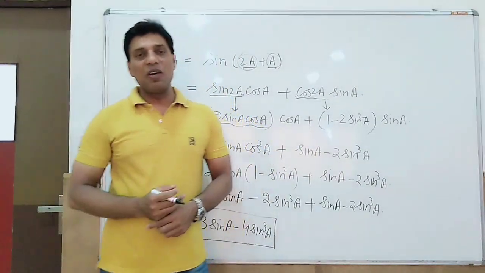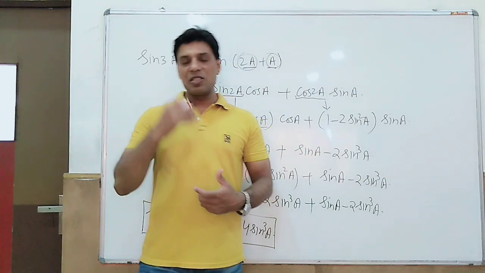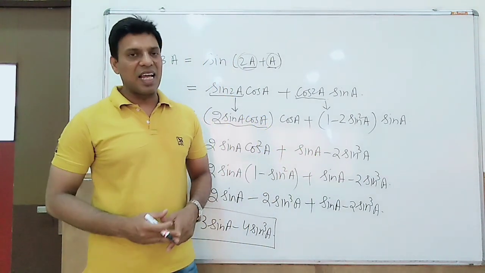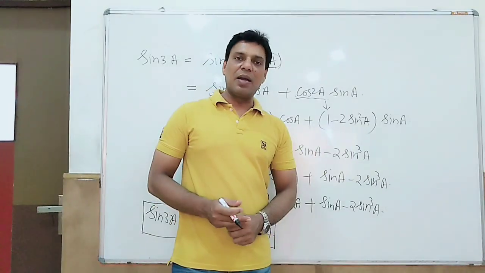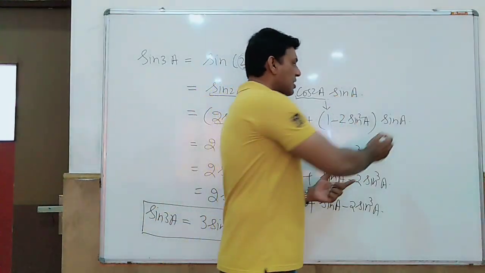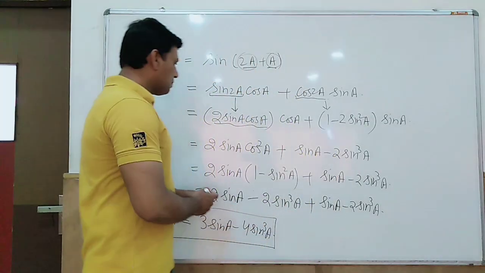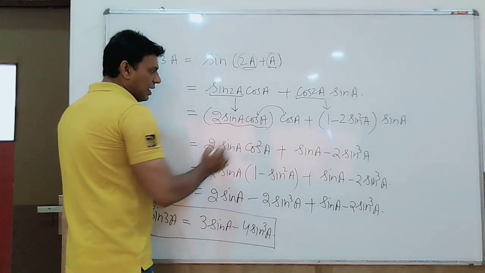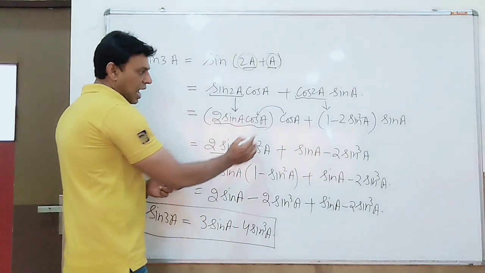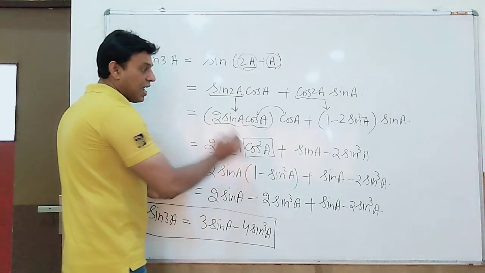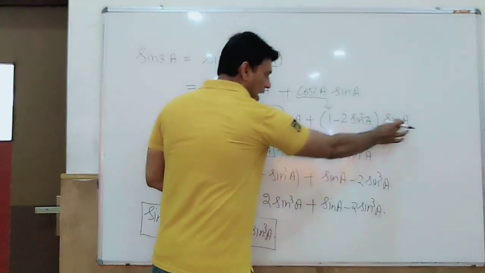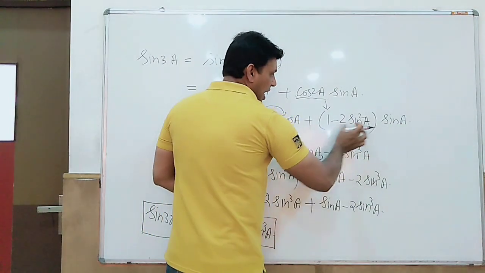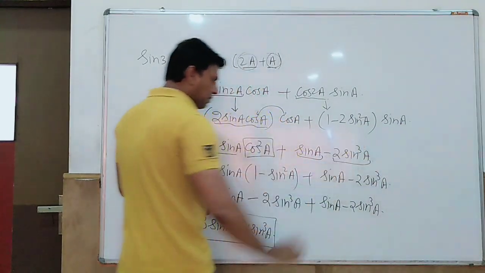There were three formulas for cos 2a, but I have chosen this one because I have to make a particular formula, so I am writing the formula in terms of sin. So cos 2a can be written as 1 minus 2 sin square a, then this sin a as it is. Now 2 sin a cos a into cos a. These two cos a multiply, so 2 sin a and cos square a. Now I can multiply this sin a into the bracket: sin a into 1 is sin a, then sin a with this term, so you will get this term.